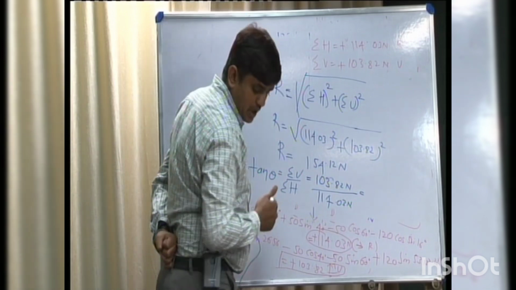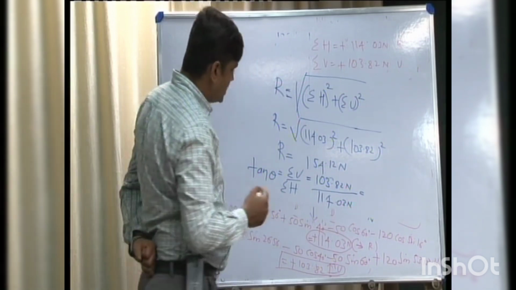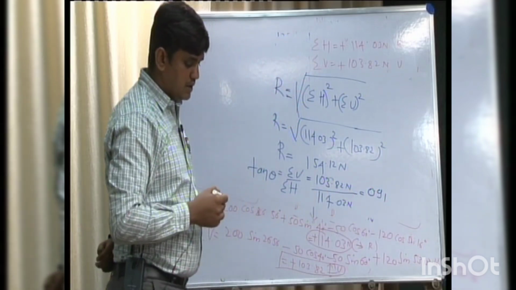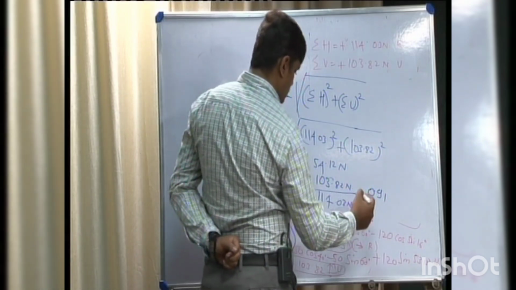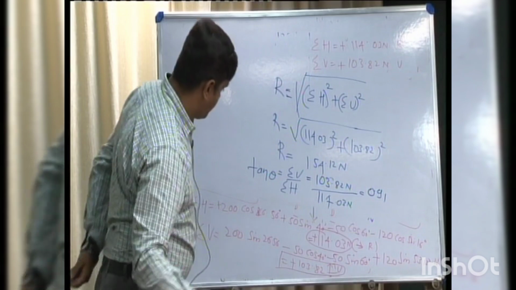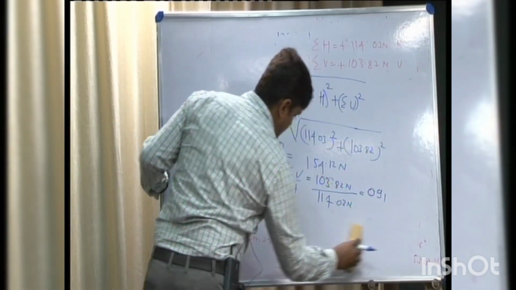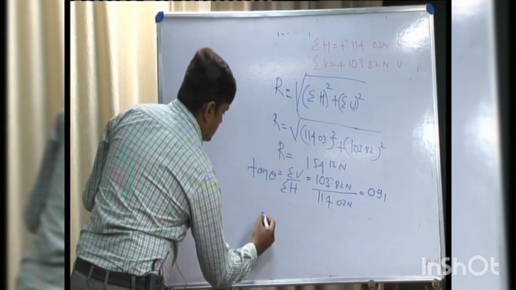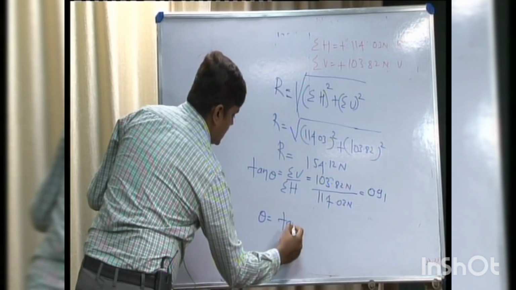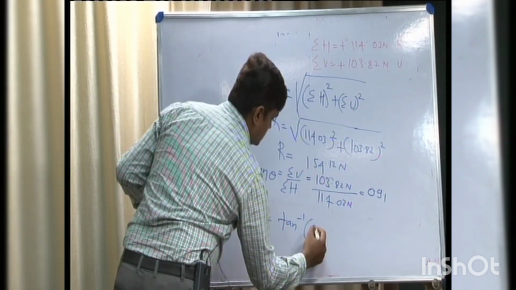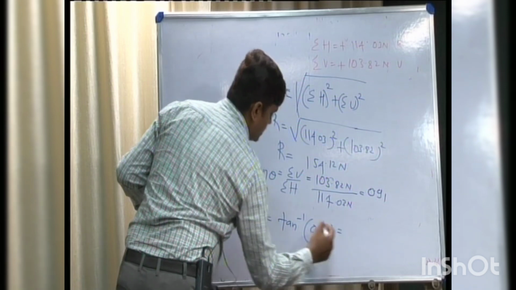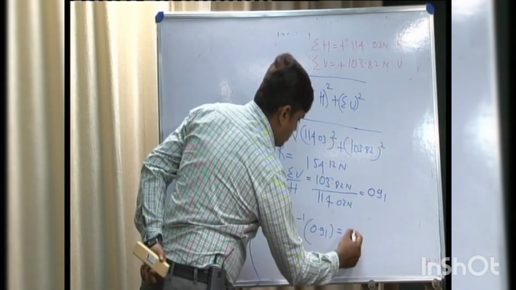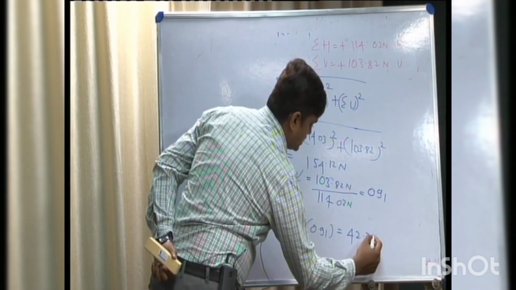Now solving that, we get 0.91, and theta is equal to what? Theta is equal to tan inverse of 0.91. That will be how much? 42.30 degree.